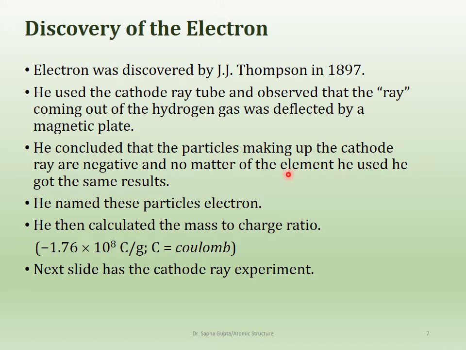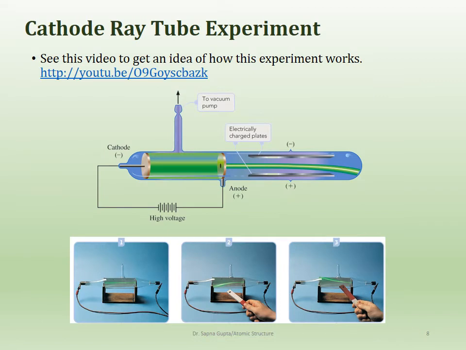The first element he used was the hydrogen gas. But he could start with neon, he could take argon, he could take any other gas, and he would still get a negatively charged ray. Because they were negatively charged, their charge to mass ratio was calculated to be this number, which is a negative number. This is the charge per gram, a very small number. He named these particles electrons.